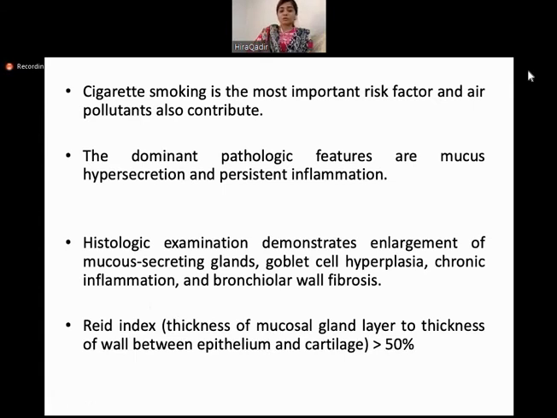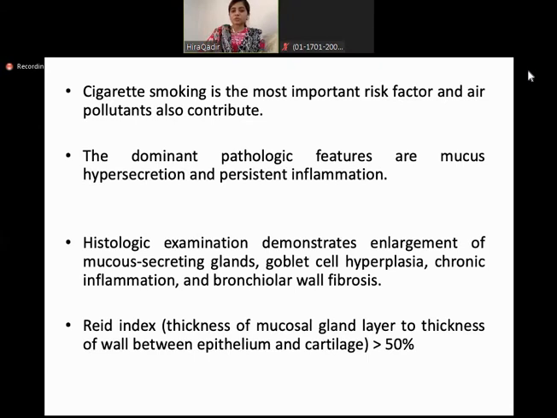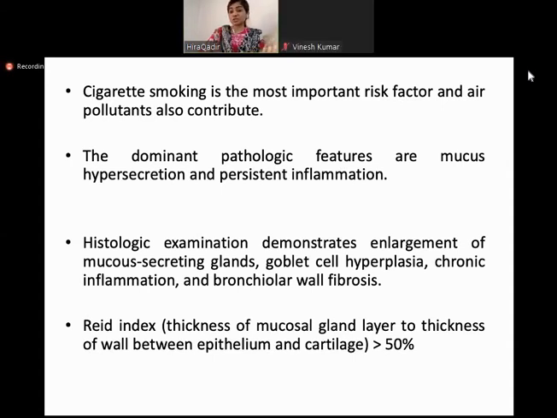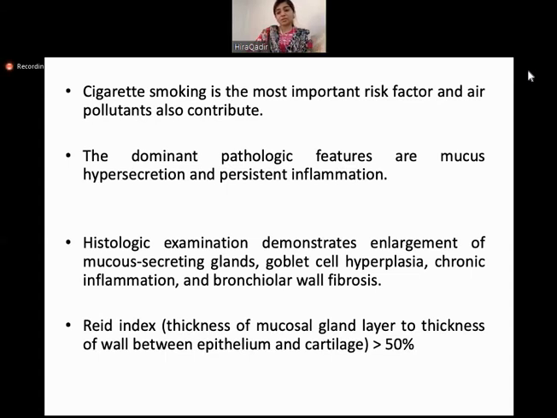Because there is ongoing inflammation, there is hypertrophy of the mucus secreting glands, and because of the hypertrophy of the mucus secreting glands, there is hypersecretion, there is goblet cell hyperplasia, there is inflammation, and eventually that leads to fibrosis. So this is the important histological feature.